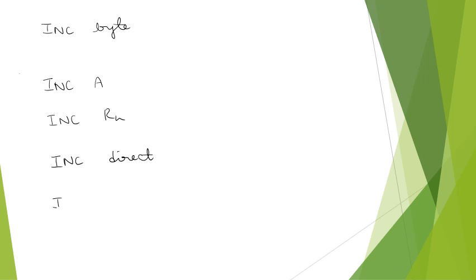Next instruction is INC byte. The function is increment. This instruction increments the indicated variable by 1. So if the value was FF, after this instruction it becomes 00. It adds 1 to the indicated variable. This instruction is used in 4 addressing modes. We have INC A, INC Rn, INC direct, and INC @Ri.